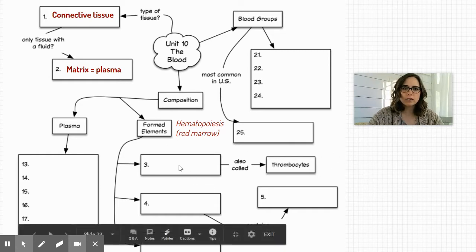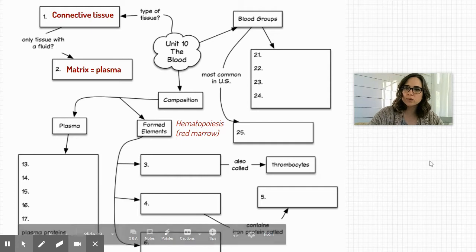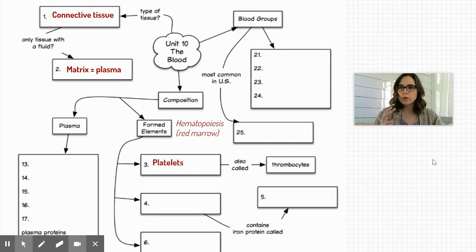So the first one here, number 3, is also called thrombocytes. Be sure you're familiar with that interchanging term, but that's your platelets. These are responsible for initiating the clotting process. They have a platelet party. They form that platelet plug when you have a break in a blood vessel.